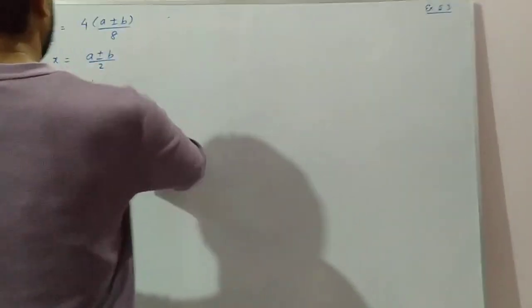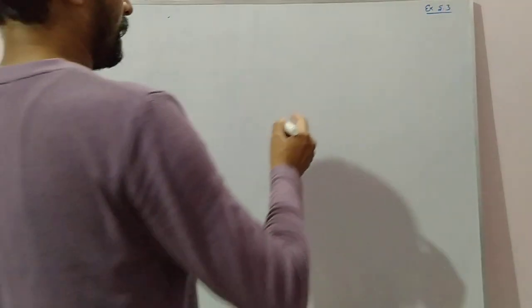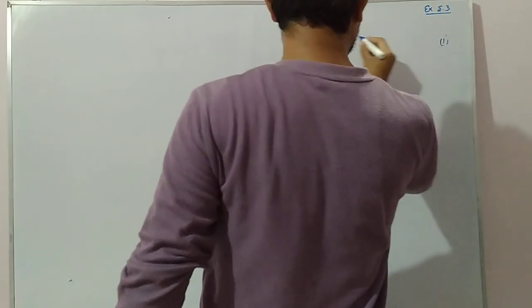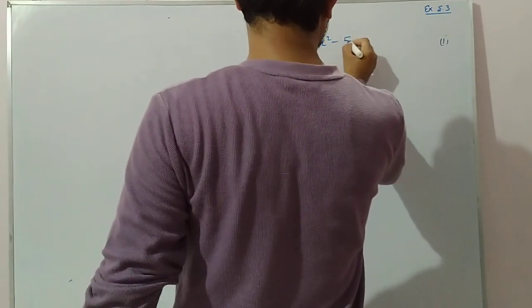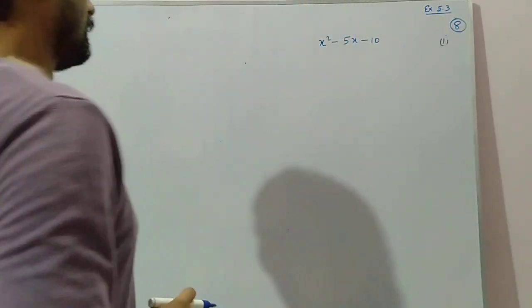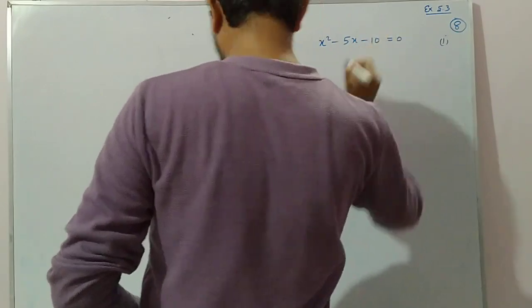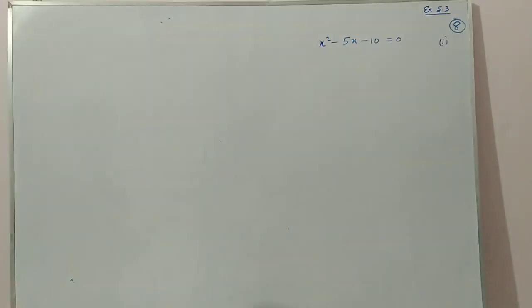Let's see what is given. Here it is given: solve the quadratic equation for x and give your answer correct to 2 decimal places. Now see here. Number 1, x square minus 5x minus 10. X square minus 5x minus 10 equal to 0. We have to determine the value of x and give the answer correct to 2 decimal places.